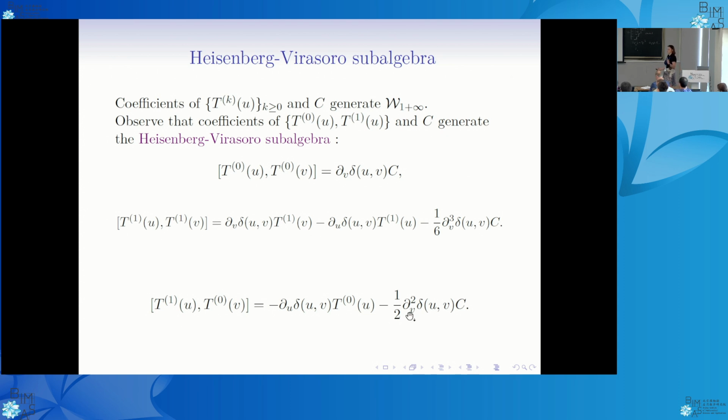And it immediately follows from the commutation relations on generating functions, which we wrote down a little bit earlier.